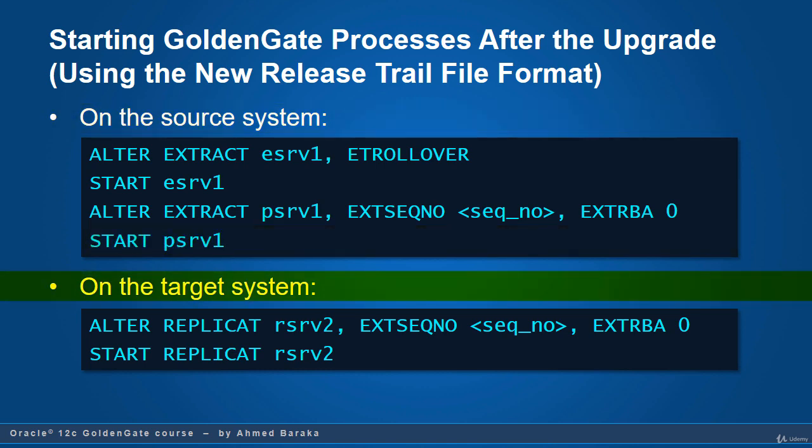On the target system side, again, you need to inform the replicate about the new received files. The sequence number of the first new release trail file must be the sequence number of the last trail file in the target system before the upgrade plus 1. Use the alter replicate command to make the replicate process read from the newly received file. After that, start the replicate. If everything goes fine, the replication configuration is up and running using the new release format.